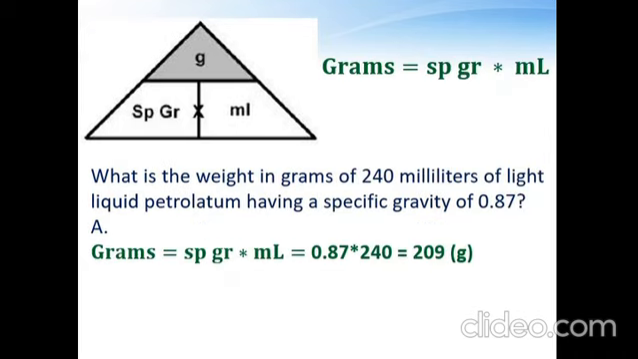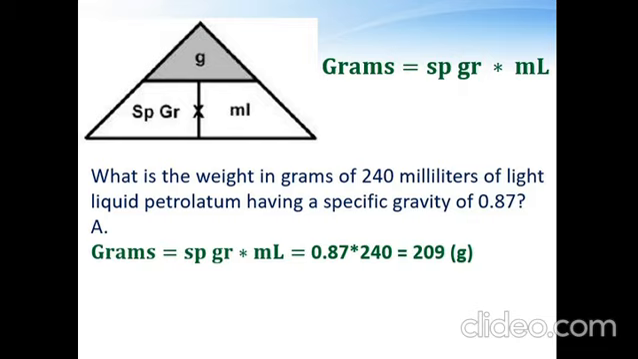Let's look at another situation. We know the specific gravity and the volume, but we don't know the weight. What should we do? If you look at the triangle, grams, that means the weight, is on the top. Then the bottom is the specific gravity and the milliliters. So grams, if you look at the equation, is the specific gravity times milliliters.